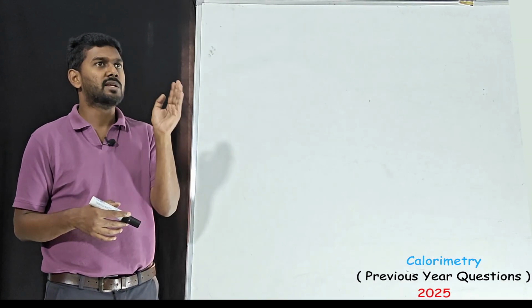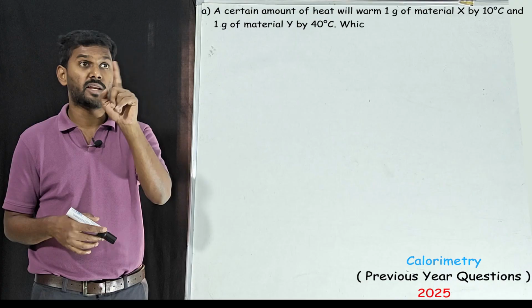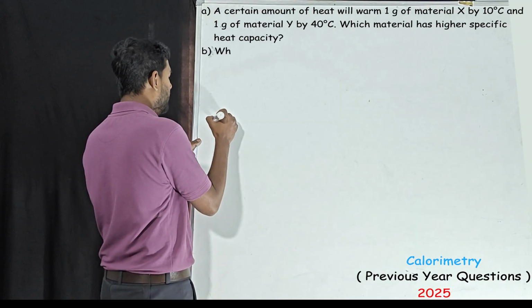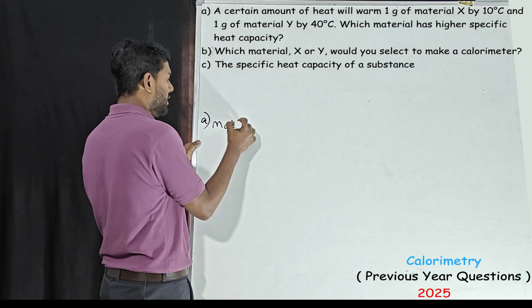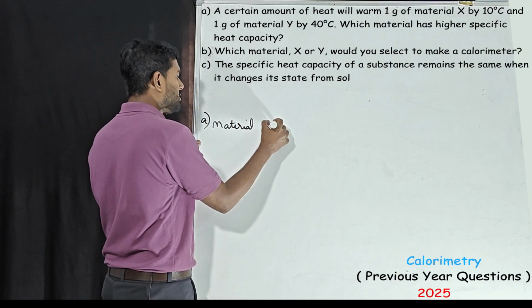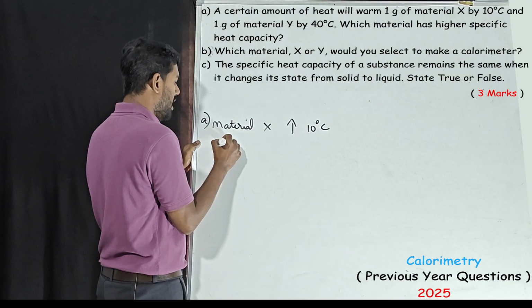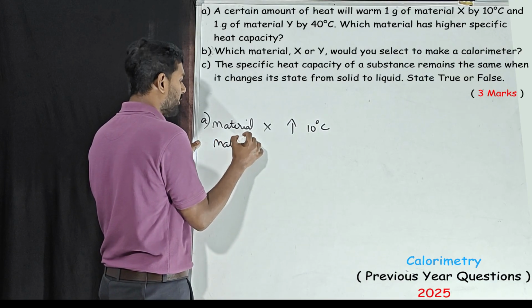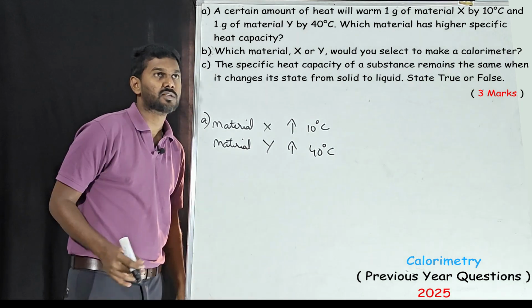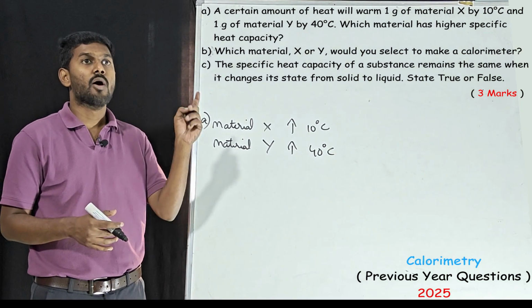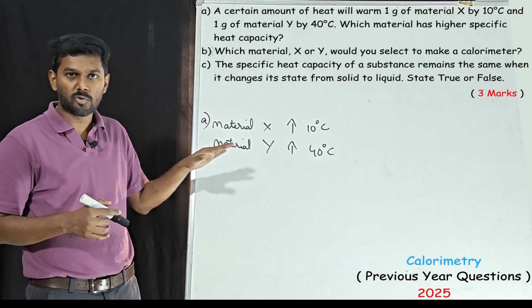Now we'll move on to 2025. In that first question, a certain amount of heat will warm 1 gram of material X by 10 degrees. This is a sub question here, right? Material X rises by 10 degrees Celsius and material Y rises by 40 degrees Celsius. This is the given question: which has higher specific heat capacity? See, they are giving the same amount of heat energy.